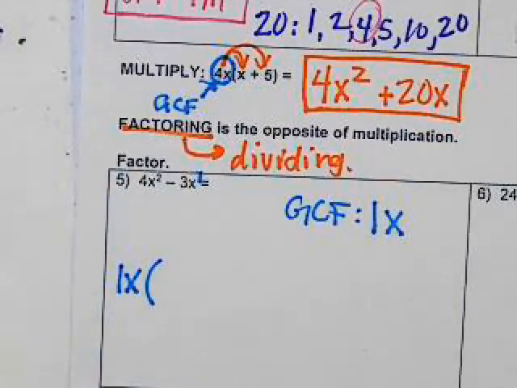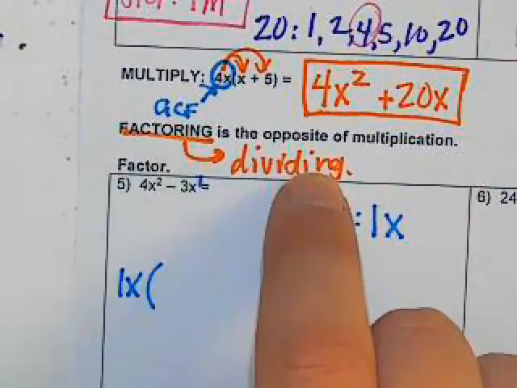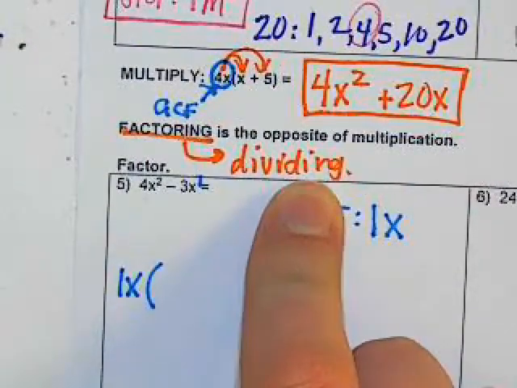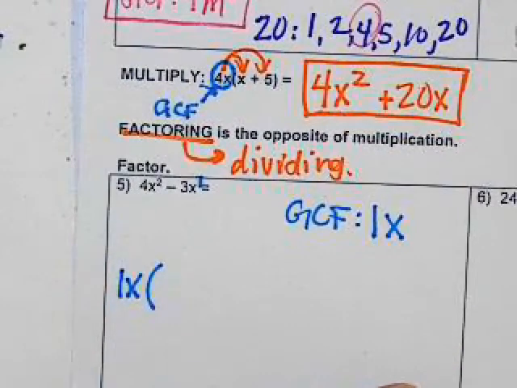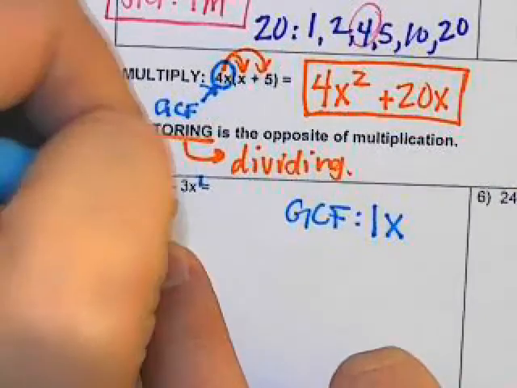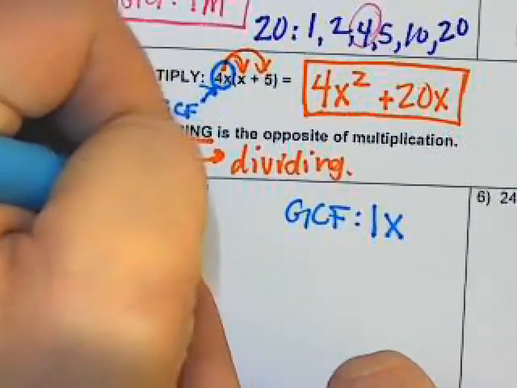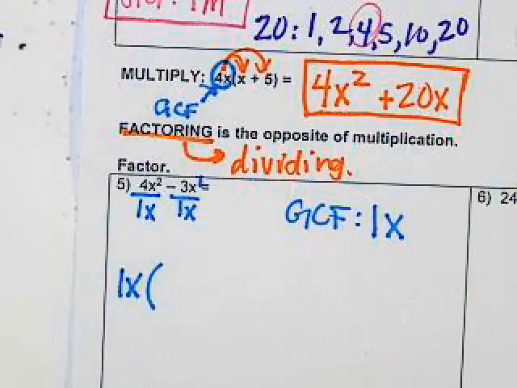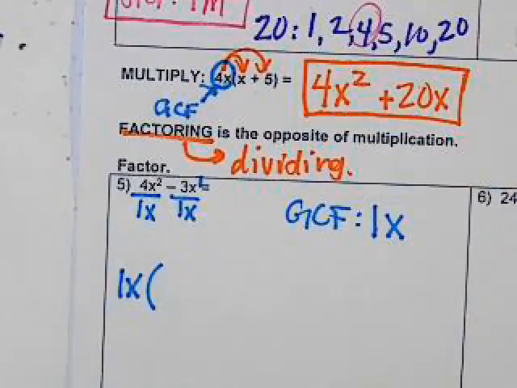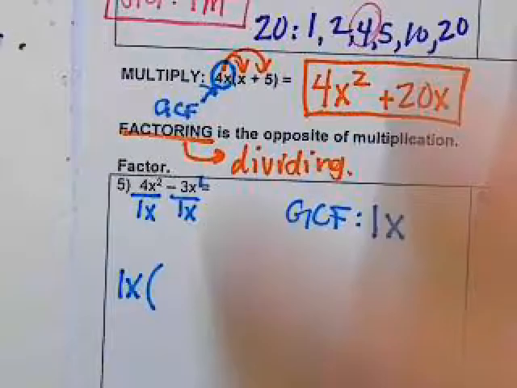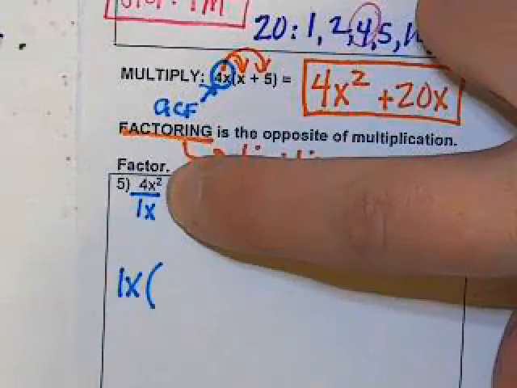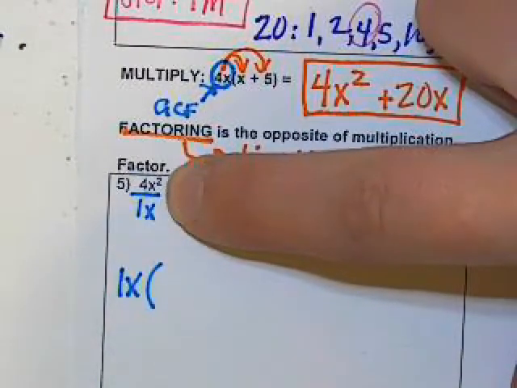Alright. Now, what's the opposite of multiplication? Dividing. Remember, factoring means dividing. Have I done any division yet? No. So step 3 says divide by GCF. So I'm going to take my GCF and I'm going to divide it into each term. In reality, you've already learned how to do this. If I cover this up, you've learned how to divide with variables and exponents.